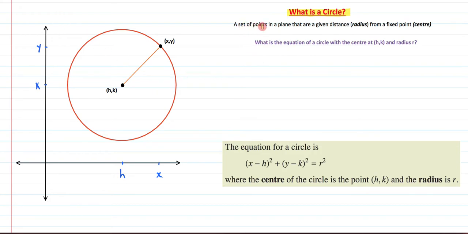It's simply a set of points in a plane that are a given distance from a fixed point. So that given distance is my radius, and that fixed point is my center. So when we come here to our example, here is our center of our circle, which is (h, k). And then what we're saying is that a circle has the same distance for any point around my circle. All of this has the distance of the radius. All of it is the radius. So in other words, if I now want to write an equation of a circle with the center at (h, k) and the radius of r, how would I do it?